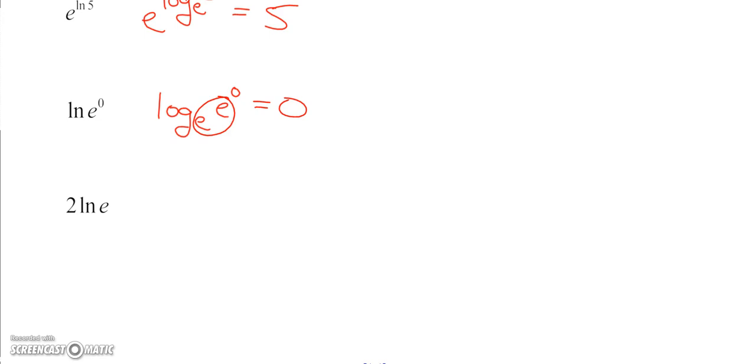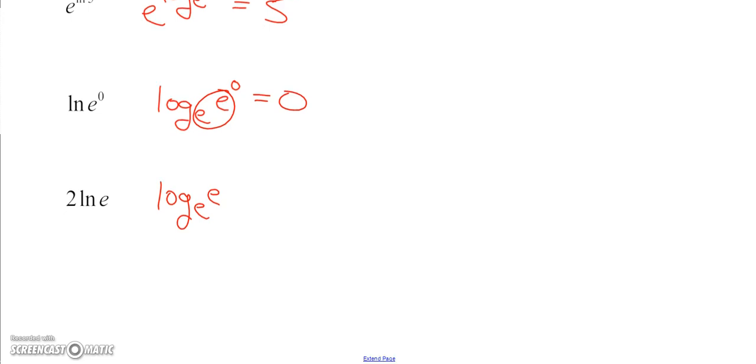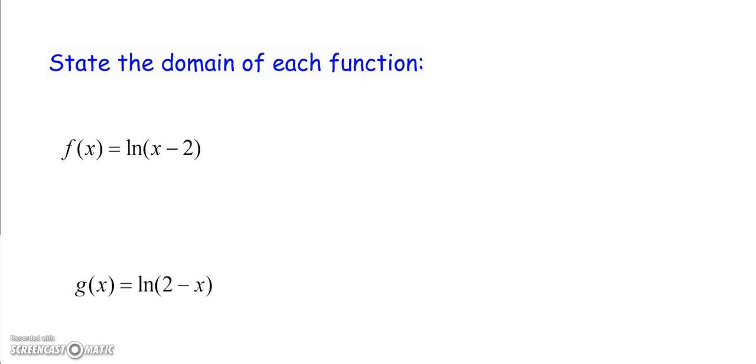Ln, so this would be log base e of e. What is log base e of e equal to? You could put a little 1 right here, and that would be, again, log base e of e is going to be equal to 1. Well, if I put a 2 out in front of it, well, then it's 2 times 1. So what's my total answer? Just 2.